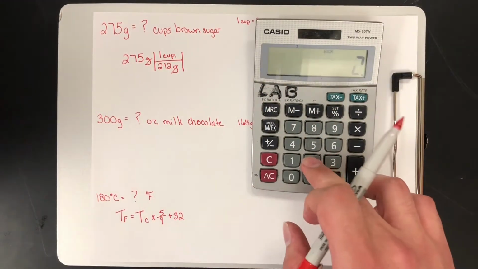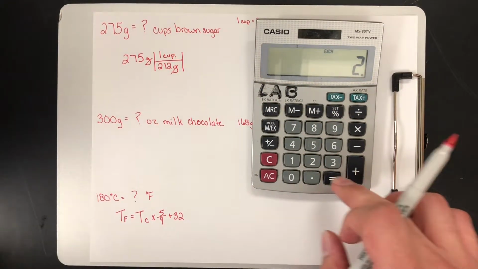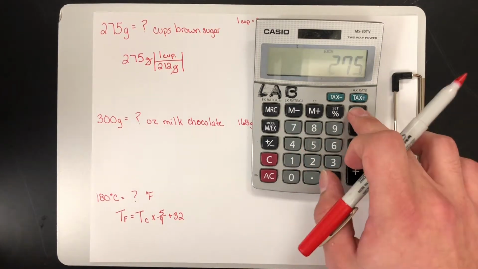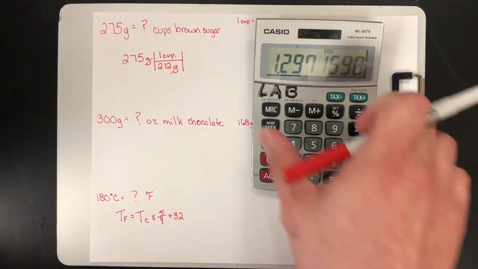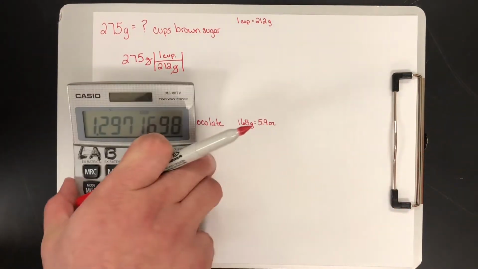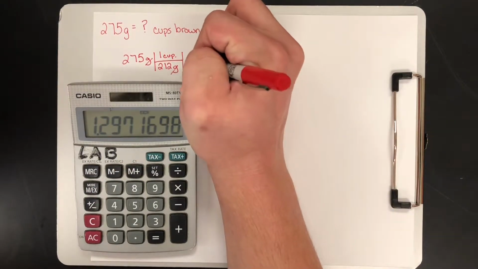So 275 divided by 212 gives you 1.29, or 1.30 when you round.